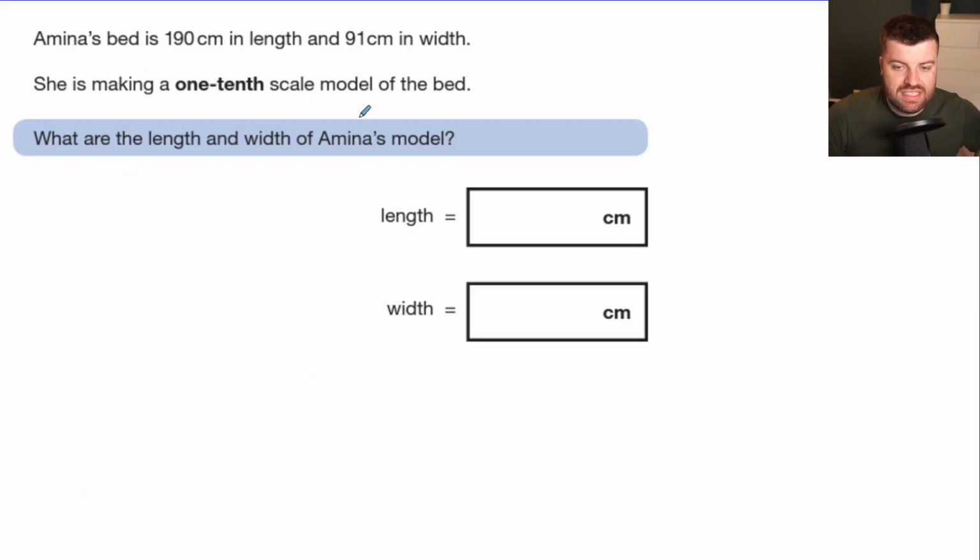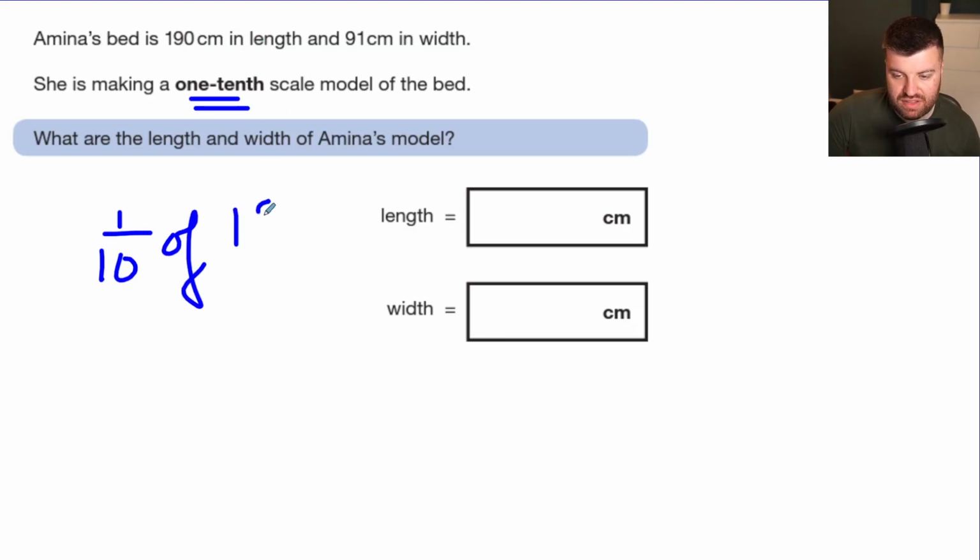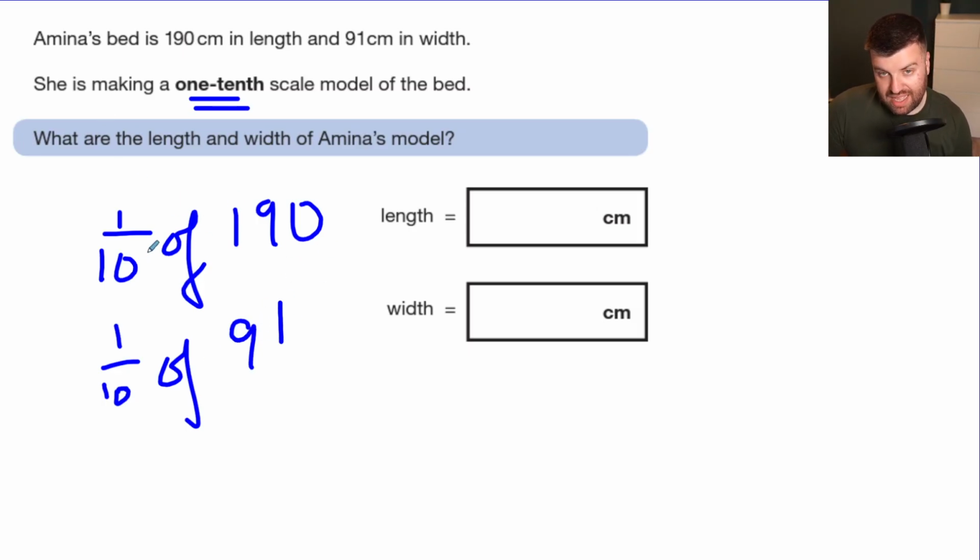Next up, Amina's bed is 190 centimeters in length and 91 centimeters in width. Looks like a measurement question, but you'll see why. She's making a 1/10 scale. This is why. We need to work out 1/10 of these values. So the length, we need 1/10 of 190. And for the width, we need 1/10 of her measurement there, which was 91. It's important to know that 1/10 of something, it's just a fraction of an amount. We just divide by 10.